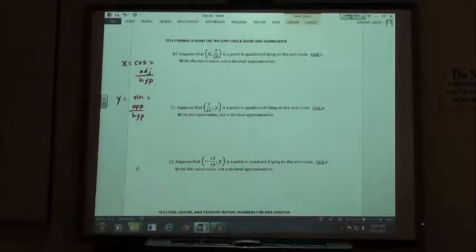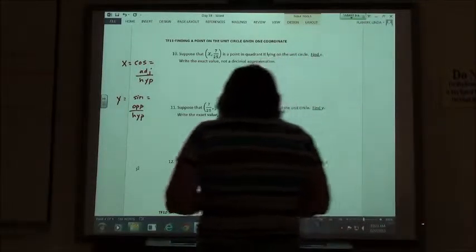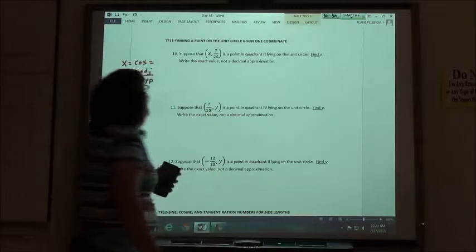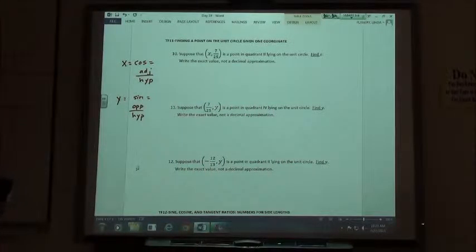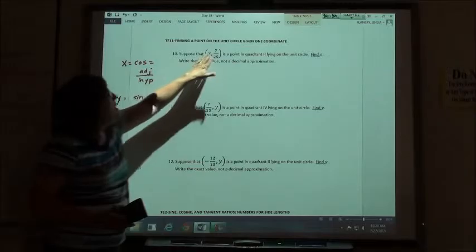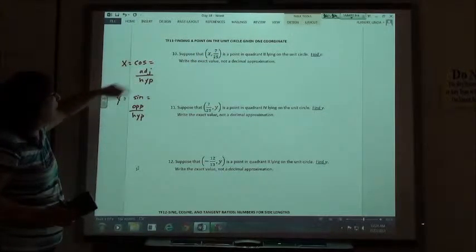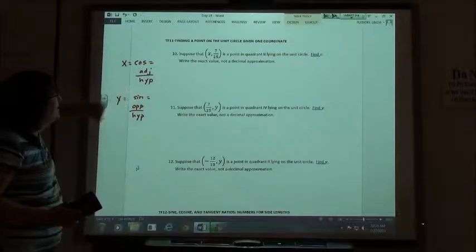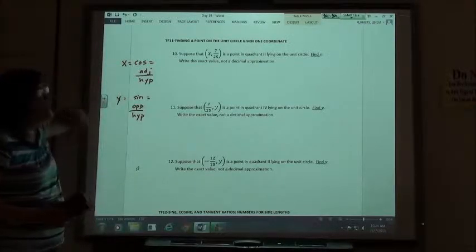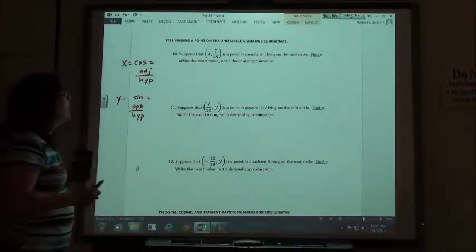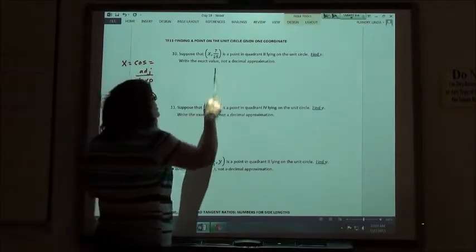So the next ones now, they're going to give us the coordinates and tell us which quadrant we're in, and they want us to find the x or the y value. So again, on my coordinates, the x is the cosine, so the adjacent over the hypotenuse. The y is the sine, so opposite over hypotenuse, kind of like on those previous ones we had. So what we want to do is sketch this.